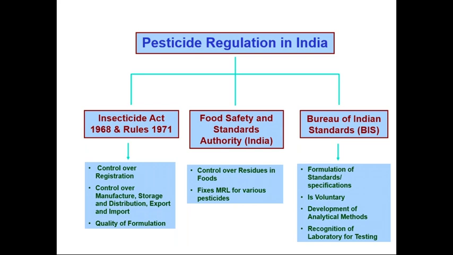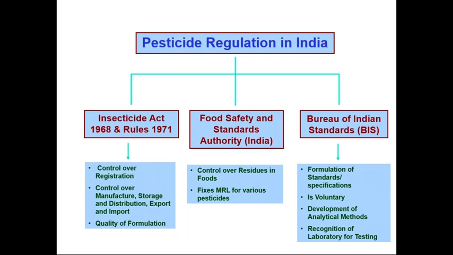quality of the formulation. And then we have FSSAI, or the Food Safety and Standards Authority of India, in which we have the Food Safety and Standards Act 2006 and the Rules 2011. These two have a control over the residues in the food. And the FSSAI fixes the maximum residue limit, MRL, for various pesticides which can occur in food.